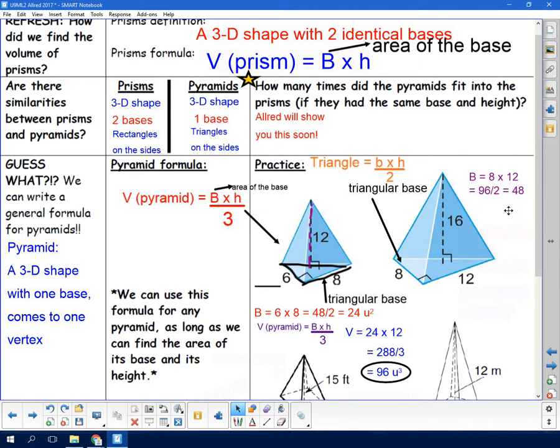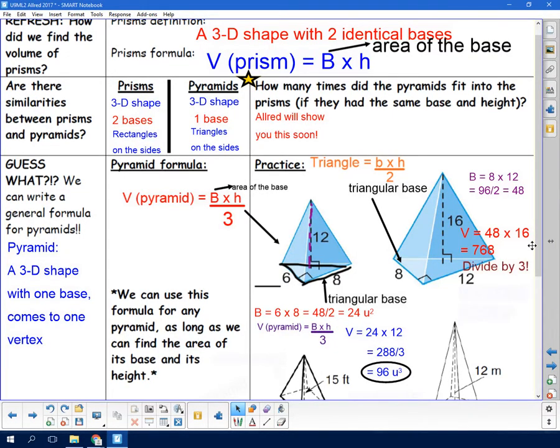I'm going to take that knowledge that I've just used, and plug that into my volume formula. I'm going to do big B times height. 48 times 16 is 768. Edpuzzle, stop. Ask them what to do next.